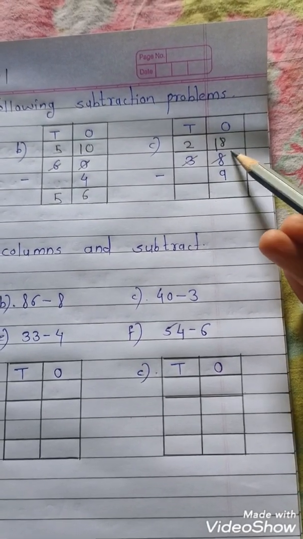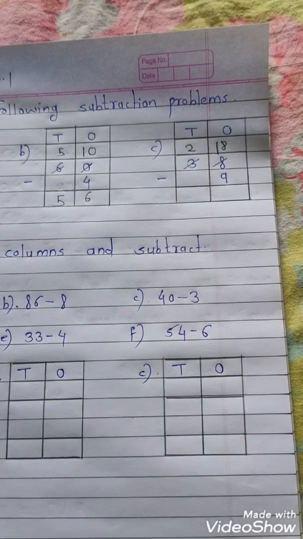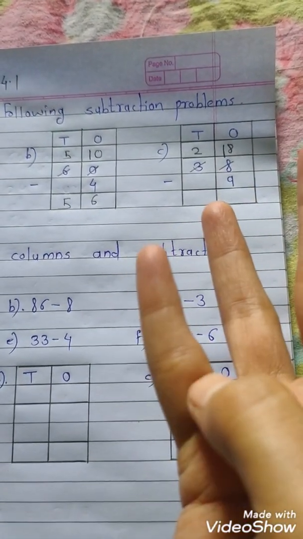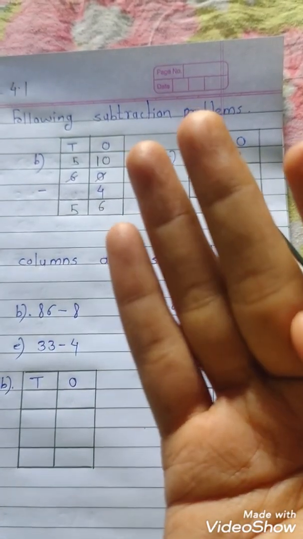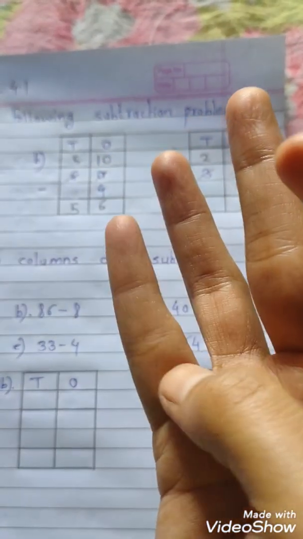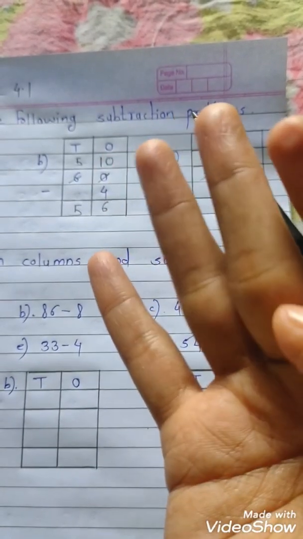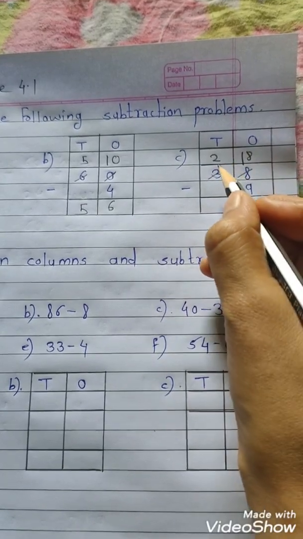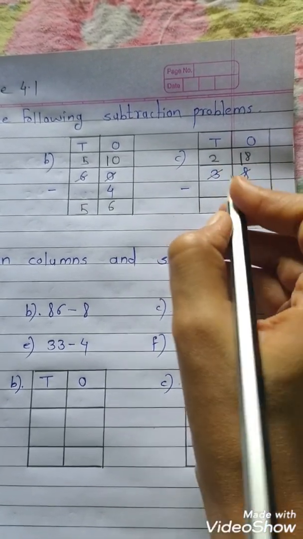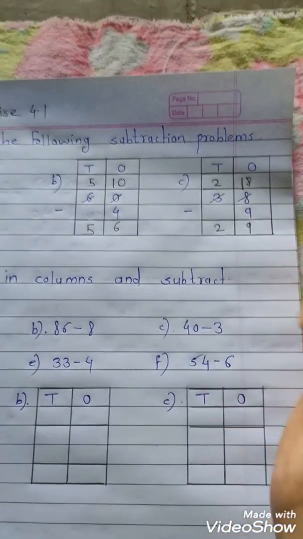Count after the small number up to the big number. After 9: 10, 11, 12, 13, 14, 15, 16, 17, 18. How many? We have to count it. 1, 2, 3, 4, 5, 6, 7, 8, 9. So we will write 9 in the answer place. Now 2 minus 0. So 2 minus 0 is 2.